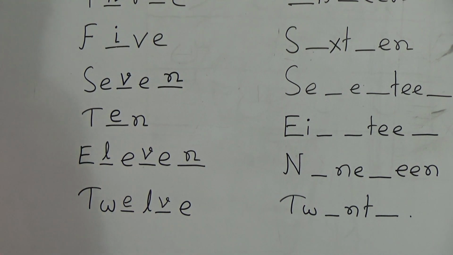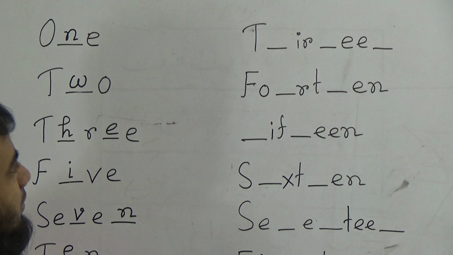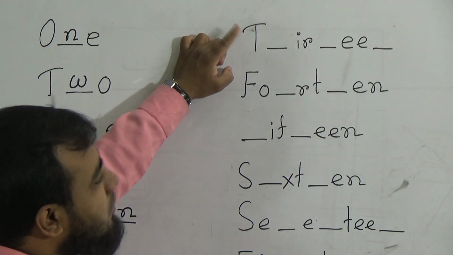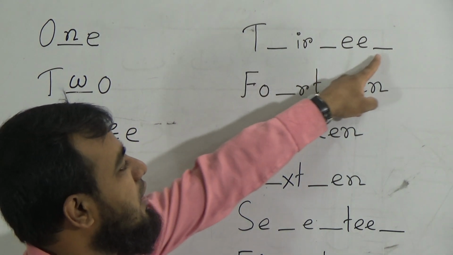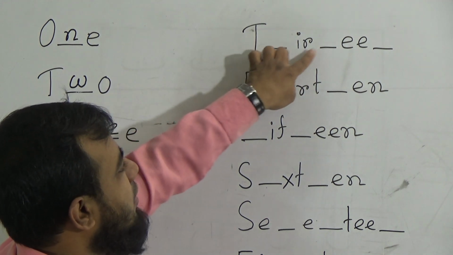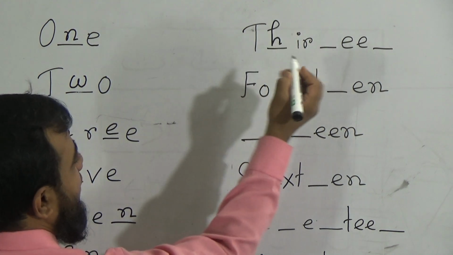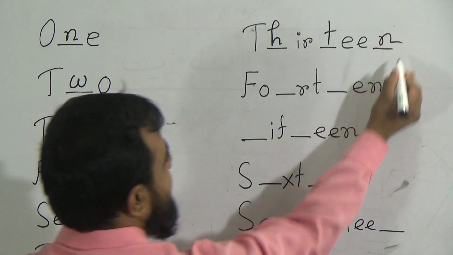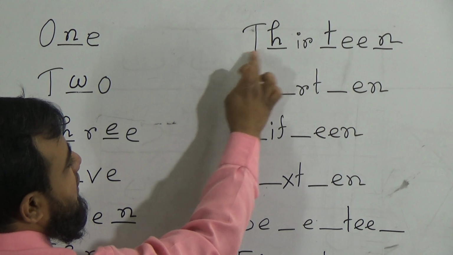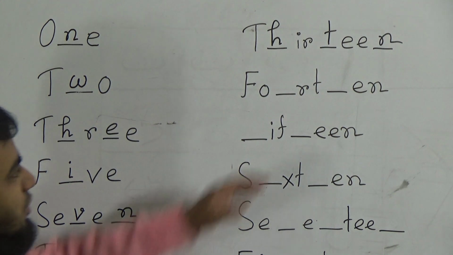T-W-E-L-V-E, 12. The next blank, look, it's T blank I-R blank E-E blank. So it should be 13. My dear students, look, it is 13, right? T-H-I-R-T-E-E-N, 13. So it should be H in the first blank. T-H-I-R, then T-E-E-N. The spelling of teen is T-E-E-N, 13. The spelling is T-H-I-R-T-E-E-N, 13.